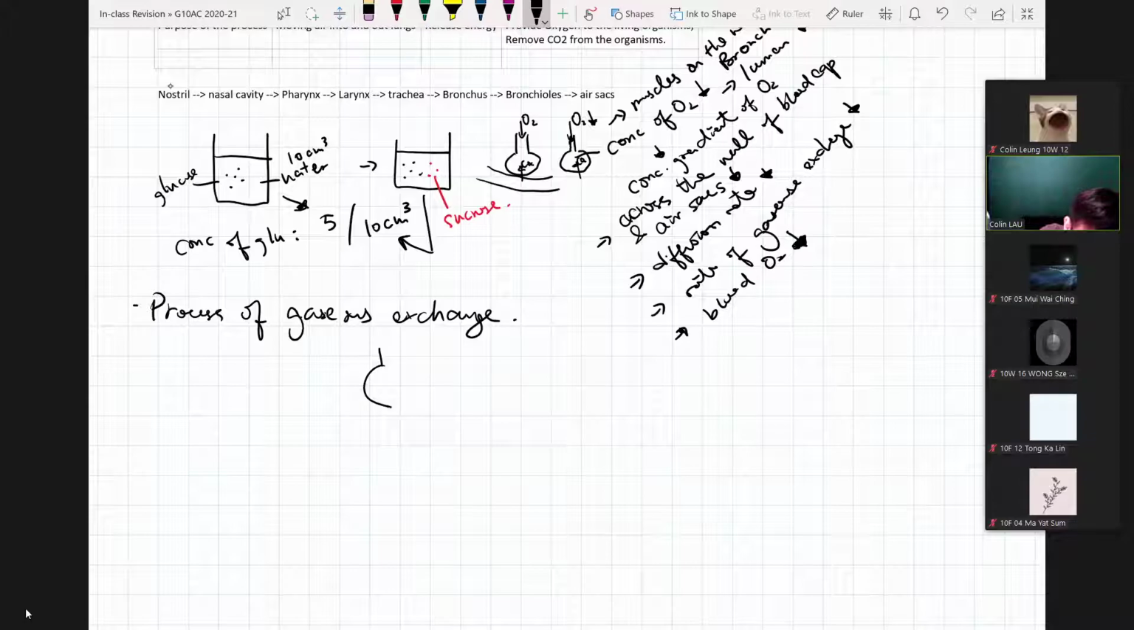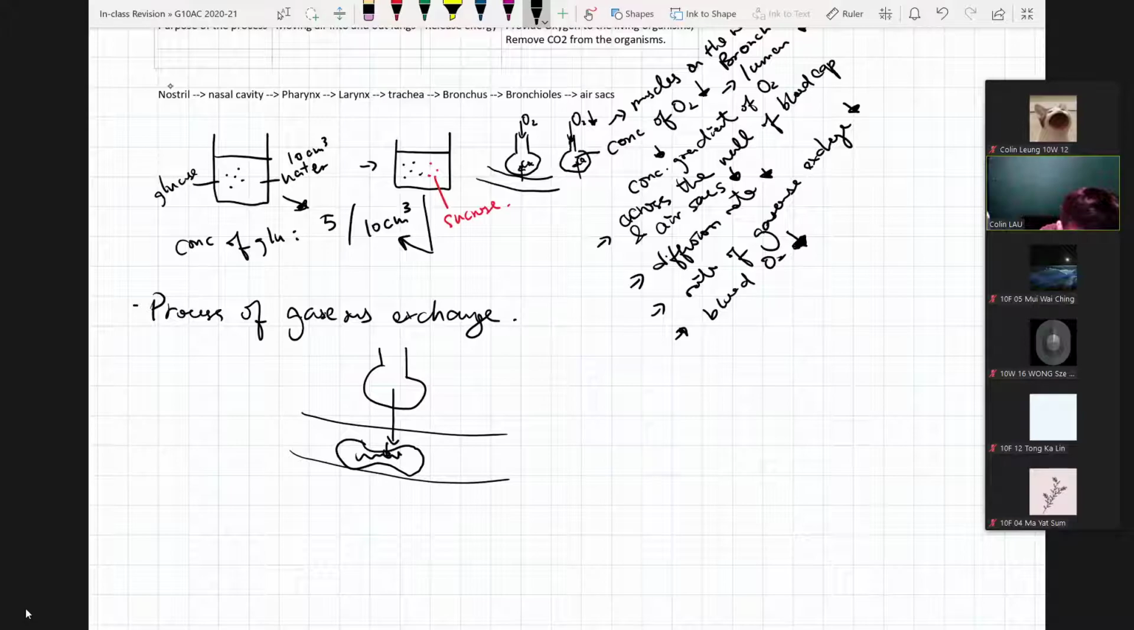So you have the air sac here. You have O2 go in, binds to hemoglobin here. So hemoglobin return into oxyhemoglobin.